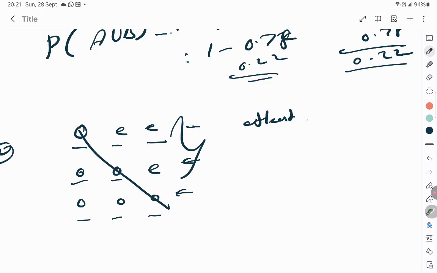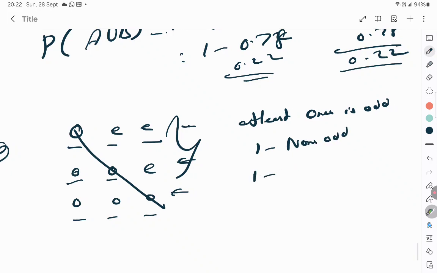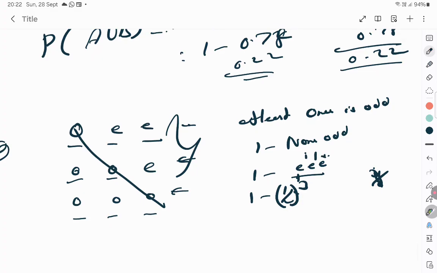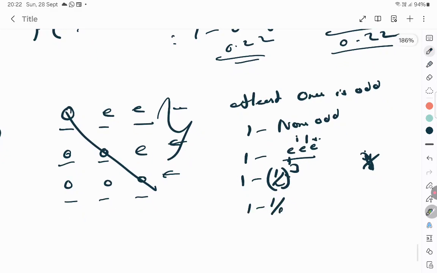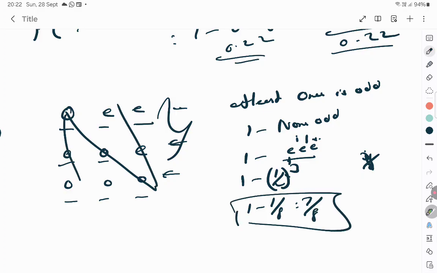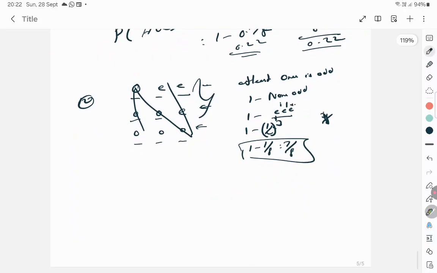At least once is an odd number means 1 minus none odd number you should do. None is odd means you should get even. So 1 minus, what's the probability of getting an even number? You know 2, 4 and 6 are the even numbers, 3 by 6, which is 1 by 2. 1 by 2, the whole to the power 3, because 1 by 2 into 1 by 2 into 1 by 2. So 1 minus 1 by 8, 7 by 8 is the answer. It's the easiest way to do the sum. Okay, so that's about the 12th question.